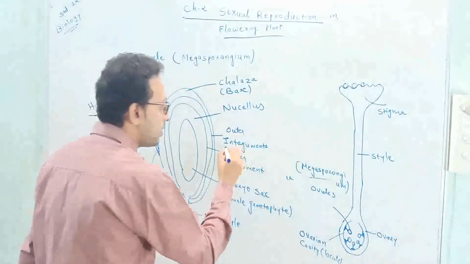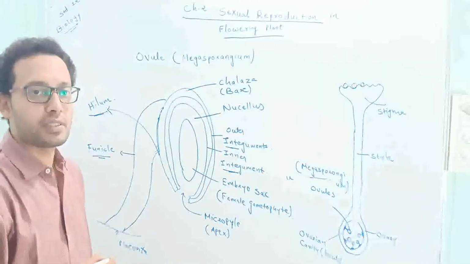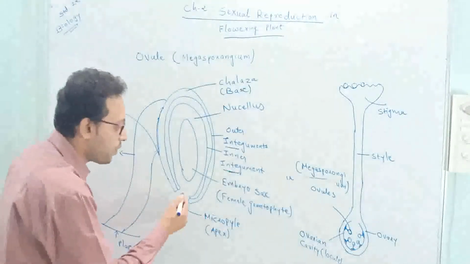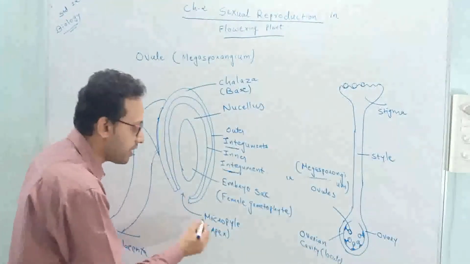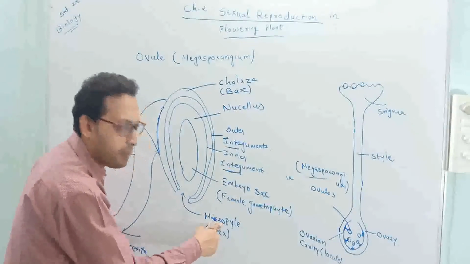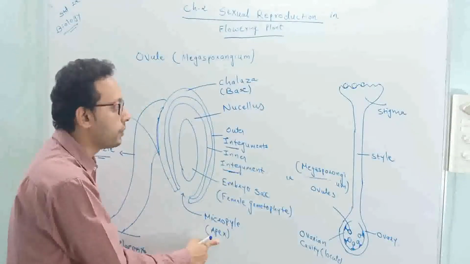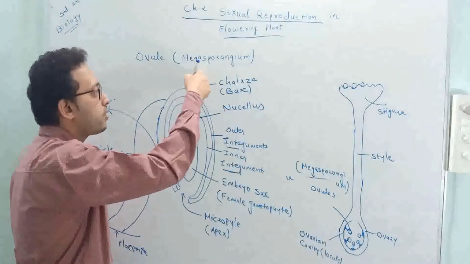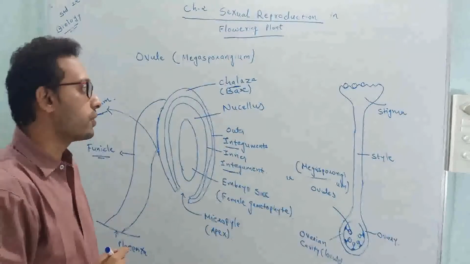Two coverings: one is the outer integument, the other is the inner integument. But there is a place where there is an absence of covering or integument. This region is called the micropyle. This micropyle forms the apex of an ovule. Its opposite end is called the chalaza, which forms the base of an ovule.